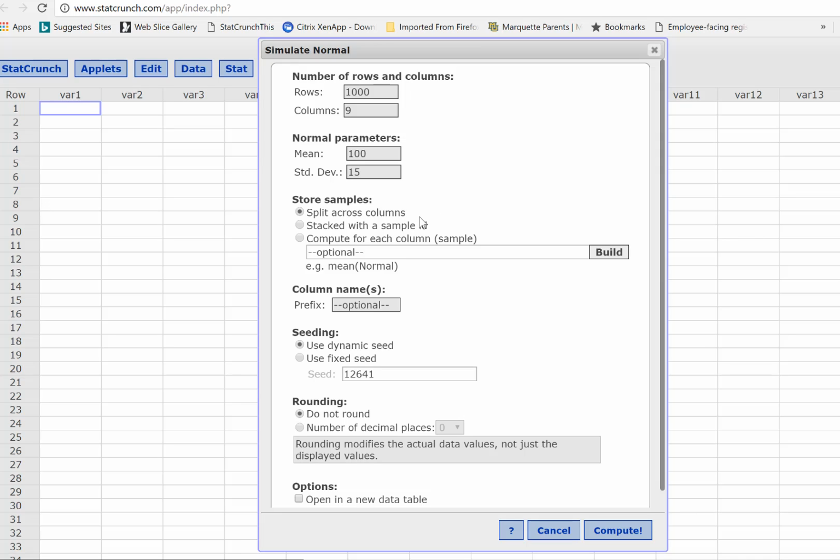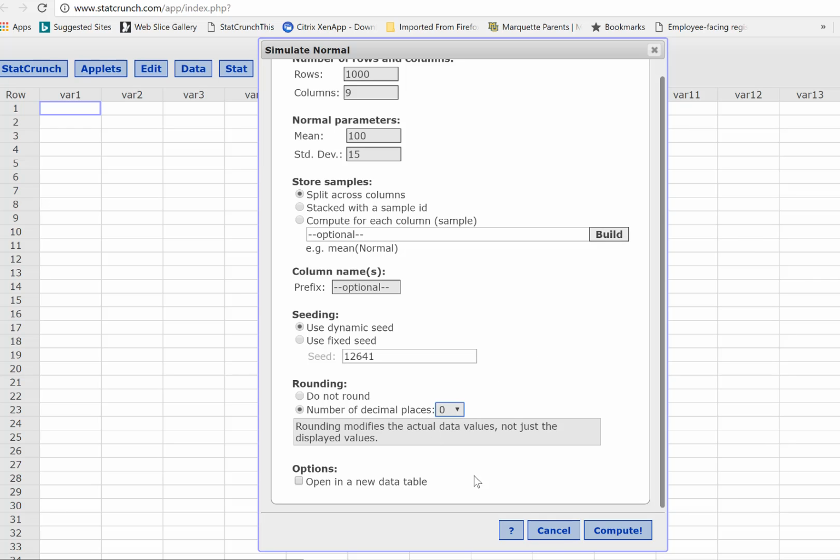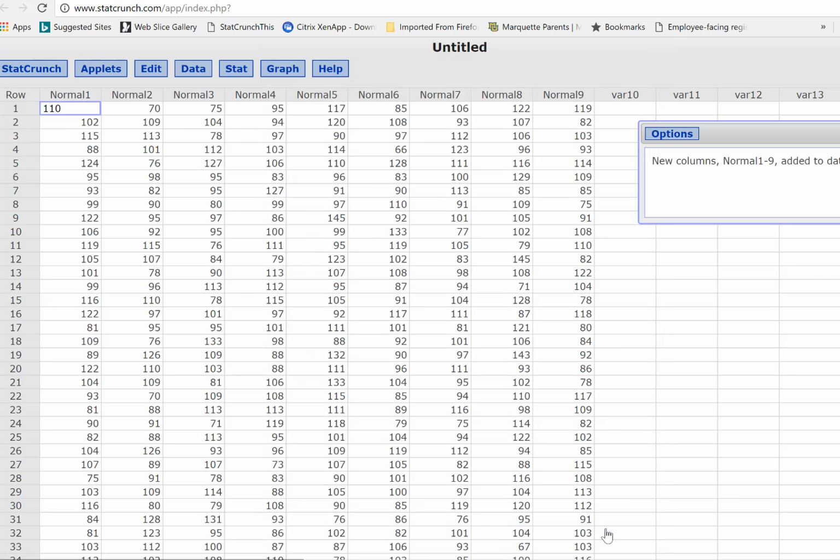I'm going to leave it split across columns. So basically I'm going to have 1,000 rows with 9 columns of data. Each row will then represent one of my samples. And just to keep this clean, I'll round this data to the nearest whole number so it looks more like IQ data would be reported. So when I click compute, I get the results.